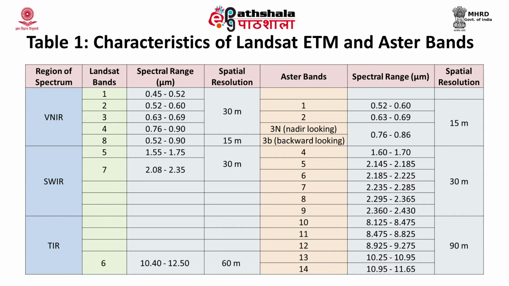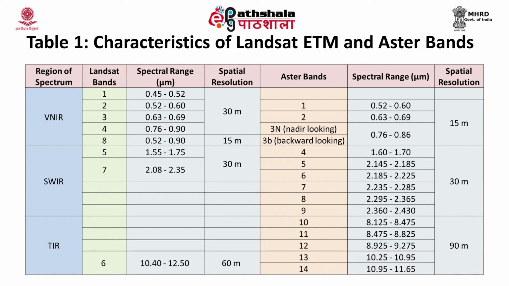And we have another band of Landsat, that is 6, for the TIR region, that is thermal infrared radiation, 10.40 to 12.50, and it has a high spatial resolution, that is 60. And if you compare with ASTER, the spectral range starts from 0.5, and in the VNIR region, visible and near infrared region, it goes up to 0.86, and the spatial resolution is 15 meter.